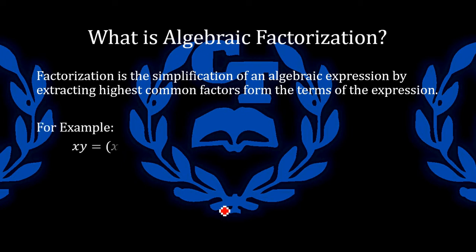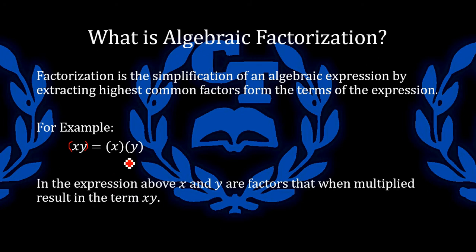So, say for example, I have something like xy, and this is not multiple terms, this is just simply one term here. If I want to write the factors of this, I would just simply see that it is x and y. And if I multiply x and y, I would be able to get the result xy.